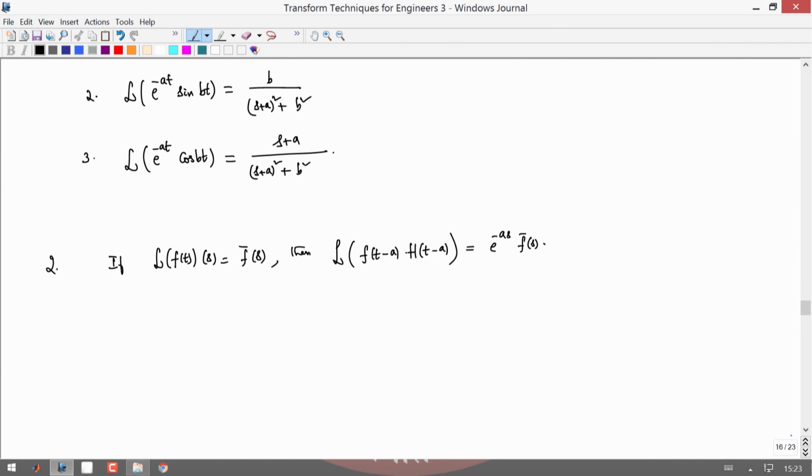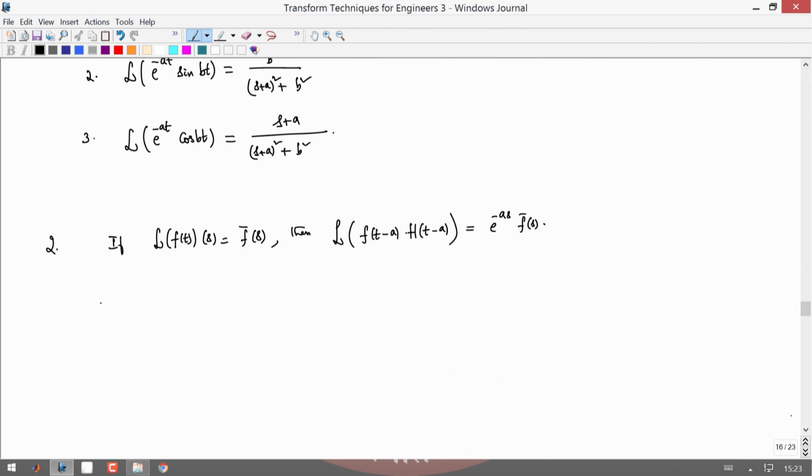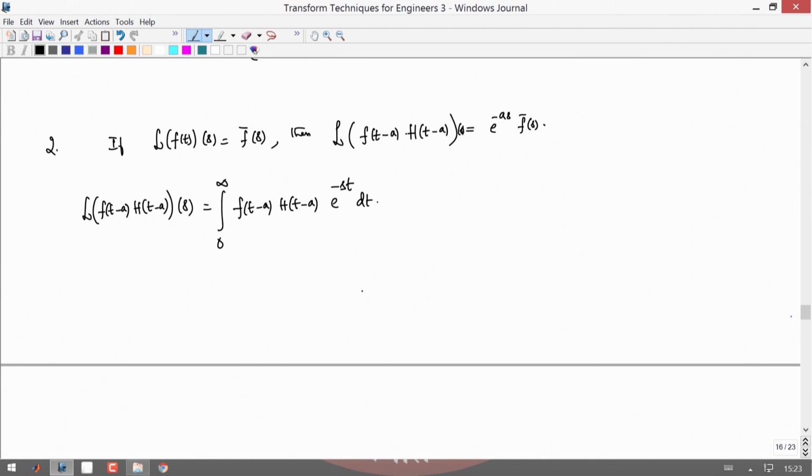So, this is also you can easily prove. You start with the left hand side, Laplace transform of f of t minus a times Heaviside function of t minus a as a function of s. This should be by definition 0 to infinity f of t minus a h of t minus a times e power minus s t dt. This is the definition. So, because h is 1 if t is greater than a, that is t minus a is positive, so t is a to infinity, this is 1. So, you have f of t minus a times e power minus s t dt.